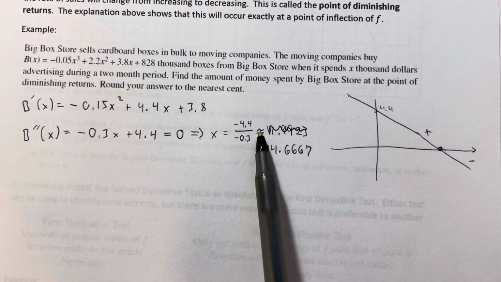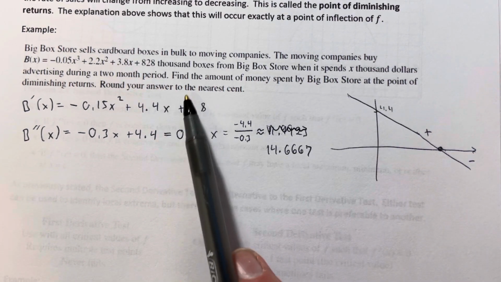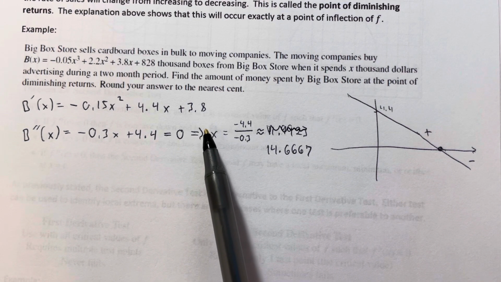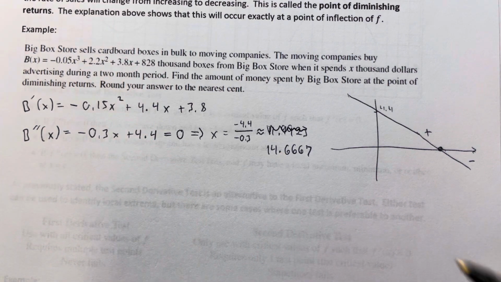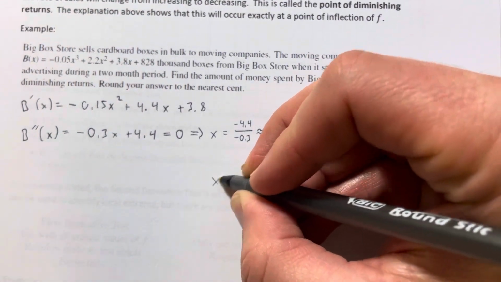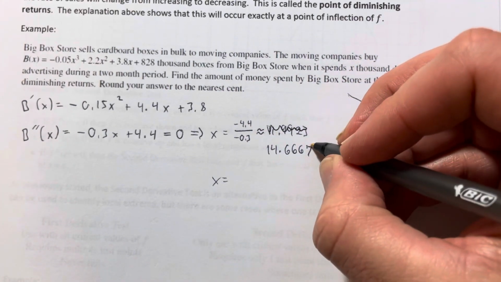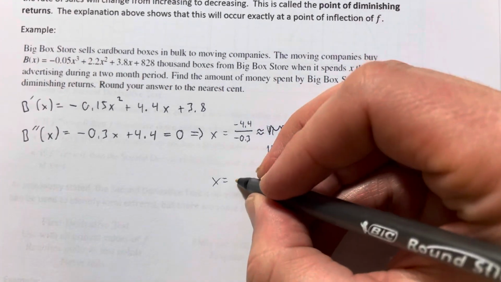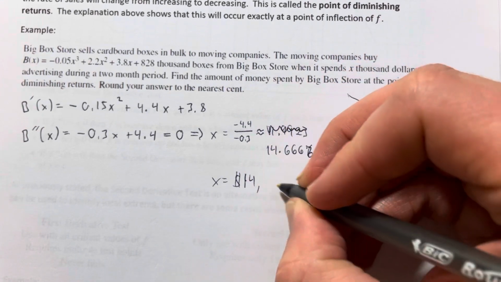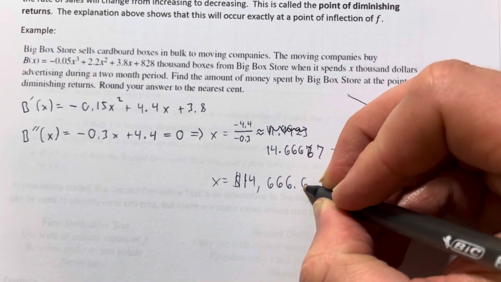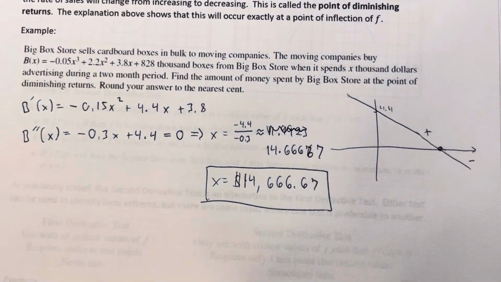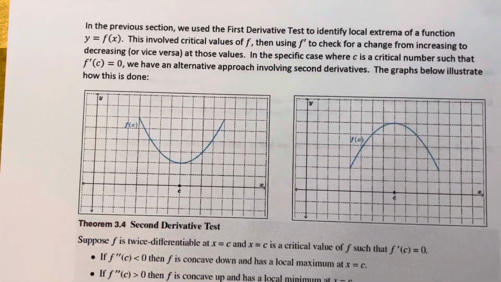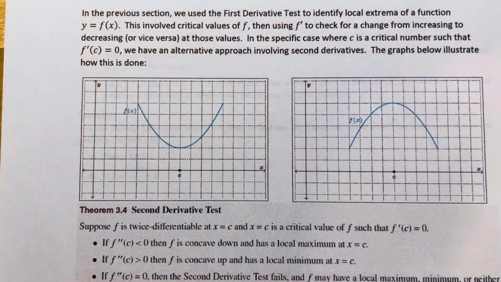But remember, x is measured in thousands of dollars in advertising during a 2-month period. So we want to multiply this by 1,000 to get the correct answer. So x would be equal to, if I multiply that by 1,000, 14,666.67. That's what that amount should be. Okay? I had the wrong number there originally. Okay, I'm going to end this video here. We're going to do one more and then wrap this section up.